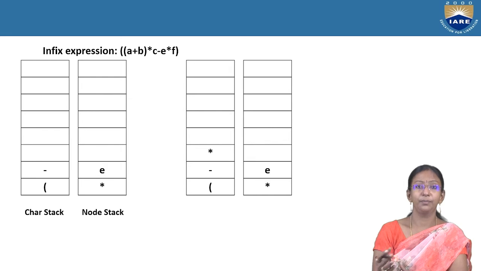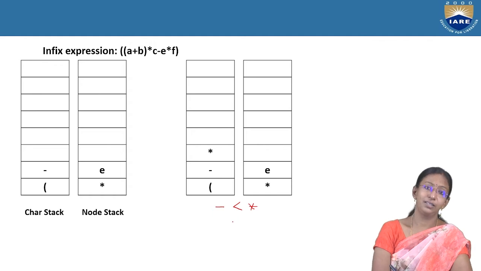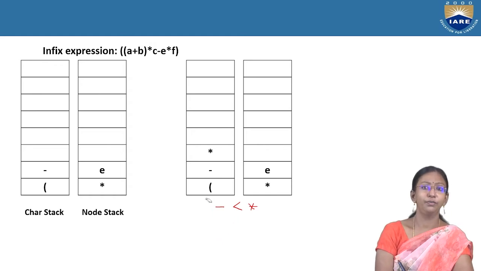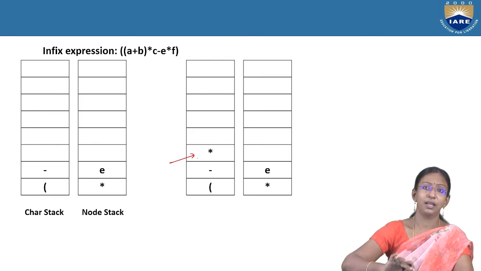The subtraction which is on top of the stack has lesser precedence when compared to the token in your hands, which is multiplication, right? You can see that on top of the stack is subtraction and the element in your hands is multiplication. The relation is less than. So on top of a lesser precedence operator, a higher precedence operator can happily sit. So it is inserted on top of the stack, right? This is the current scenario.